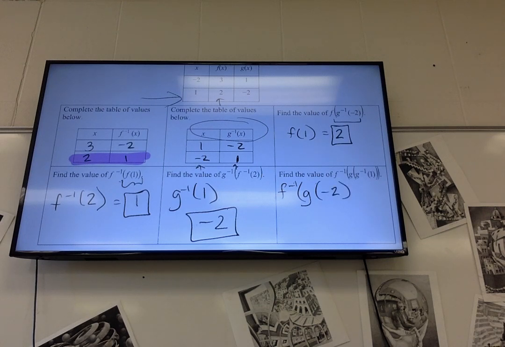Now we do G of negative 2, which is 1. And F inverse of 1, well, we don't have it over here. It's not given to us, so that's why it's not defined. It's undefined.